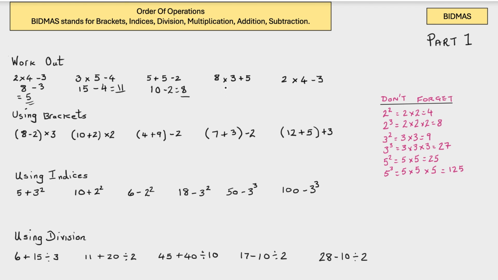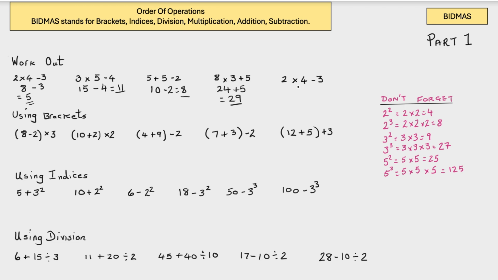Brackets? No. Indices? No. Division? No. Multiplication? Yes. So let's do that first. 8 times 3 is 24. We've only got 5 left. Plus the 5 equals 29. I hope you're getting this. I'm trying to make it as simple as possible.